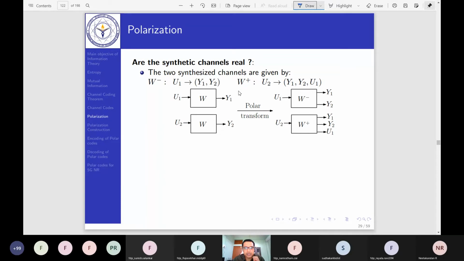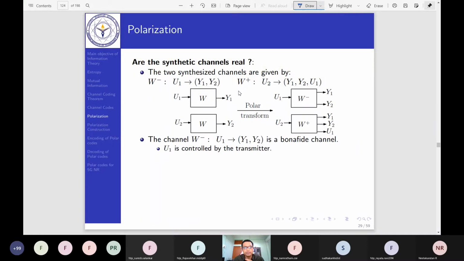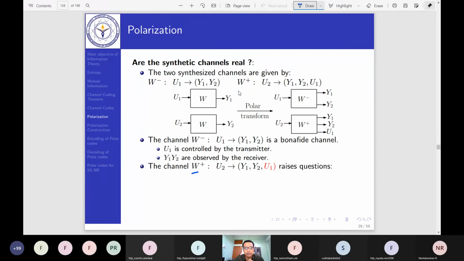So the question is, are these channels real or not? For W minus, U1 is the input and Y1, Y2 are the output, so this is a bona fide channel. There is no doubt about it. Y1, Y2 are the real observed values. U1 is controlled by the transmitter, and Y1, Y2 are observed by the receiver. However, for the channel W plus, U2 is the input, and the outputs contain the real outputs Y1 and Y2 and one random variable U1, which we are supposed to estimate, which should be part of the input.